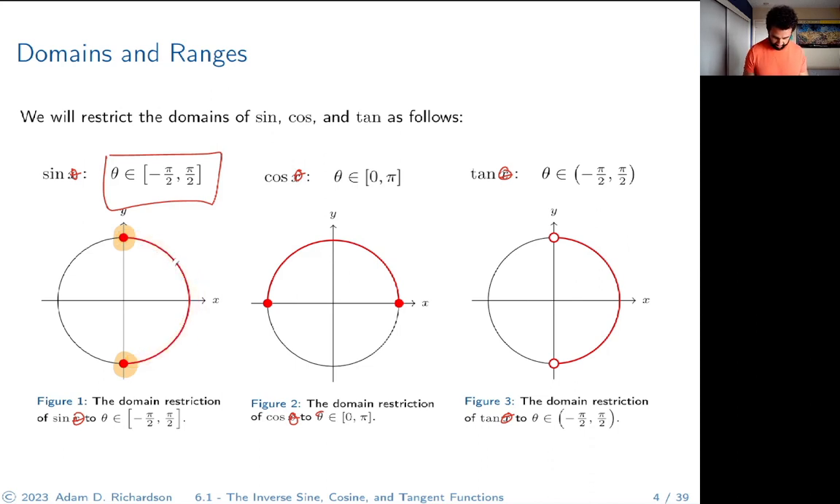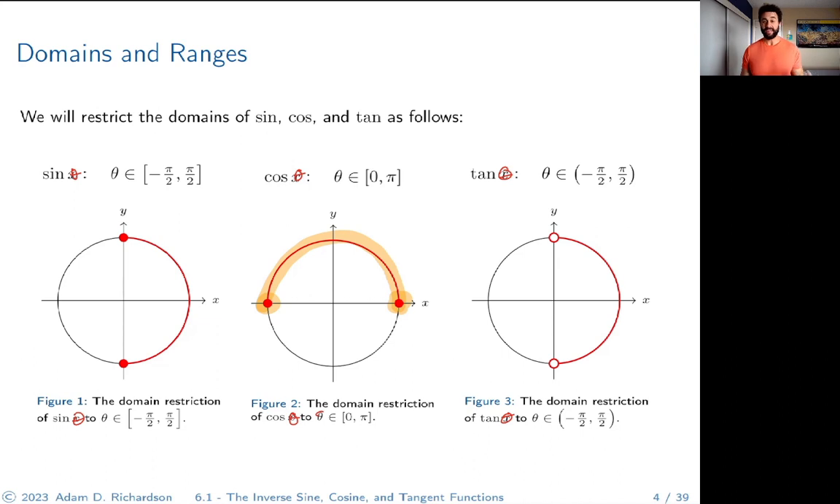For cosine, we're going to restrict ourselves to the interval 0 to pi, including 0 and including pi. If we want to be able to talk about inverse cosine, we have to restrict the cosine function to this domain.